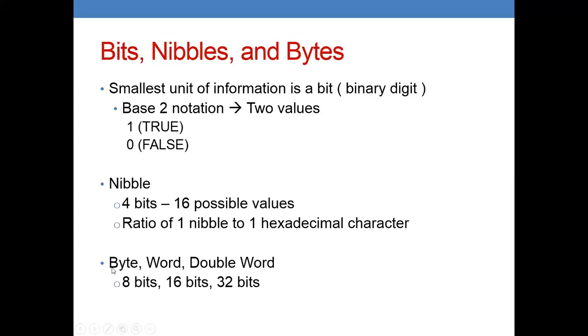Other common terms are a byte. Typically, there are 8 bits in a byte, or a byte is made up of 2 nibbles. A word is 16 bits, and a double word is 32 bits. We won't use these very commonly, word or double word, in this class. We'll be more concerned about how many bits there are in a byte.